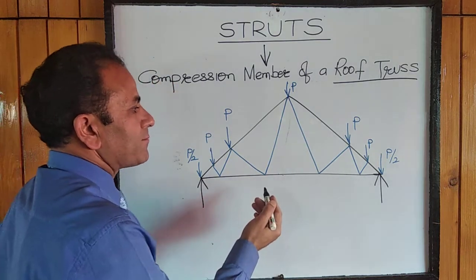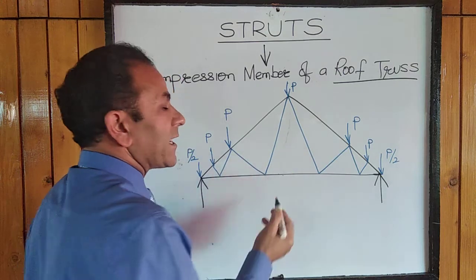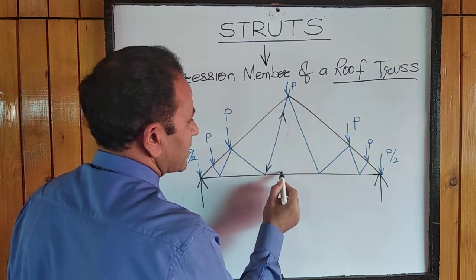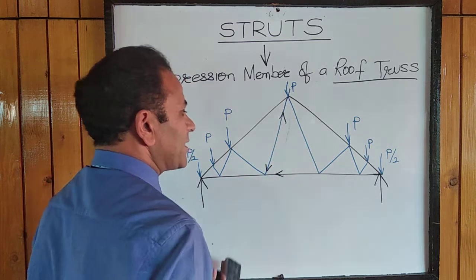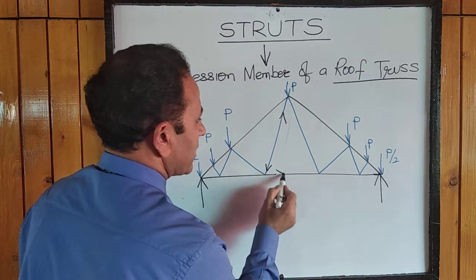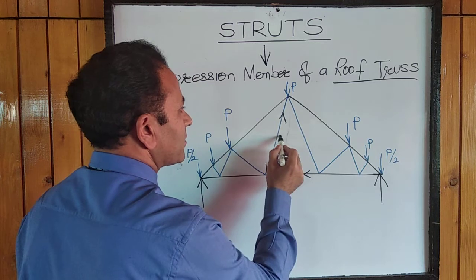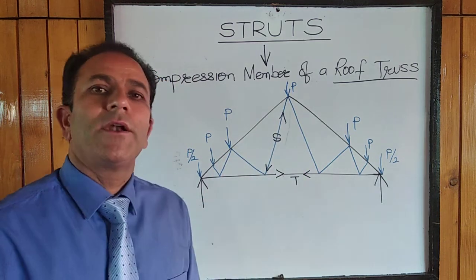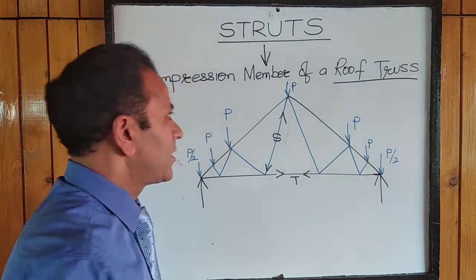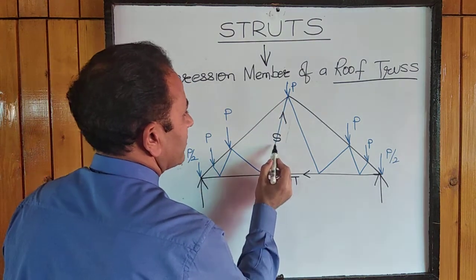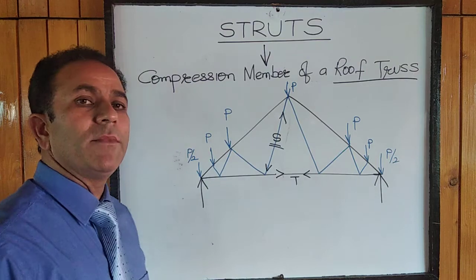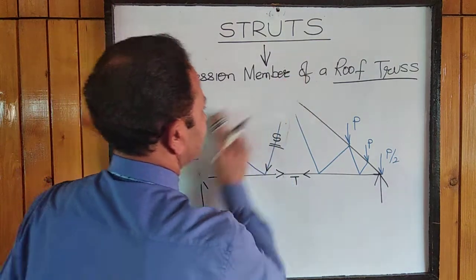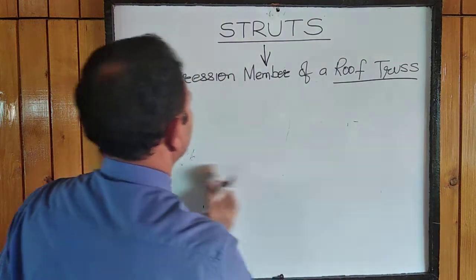And when we analyze the members, we find that certain members carry axial compression, while other members carry axial tension. So the members which are carrying axial compression are designed as struts, while those carrying axial tension are designed as the tie members. So this topic will cover such members which are carrying axial compression in a steel roof truss. Now first we see the structurals.